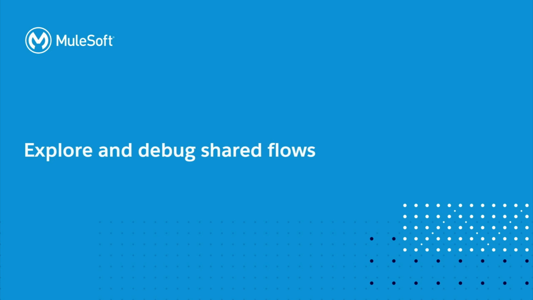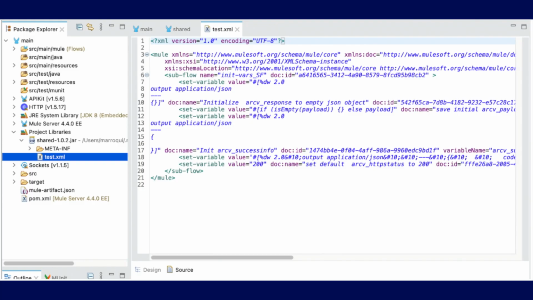Now, let's dive headfirst into our first feature. It's the ability to explore and debug shared flows. When you open the shared flow in Studio 7.12, you can only see the XML configuration file. A visualization representation of the flows in the file was not available. Now, in Studio 7.13, you can see the visualizations of shared flows.